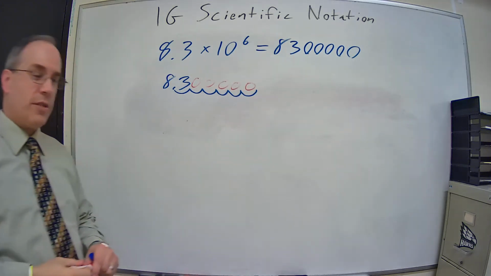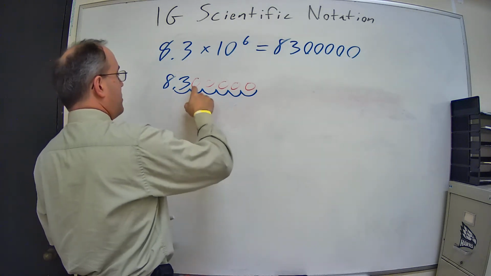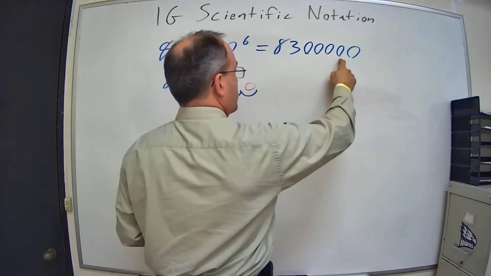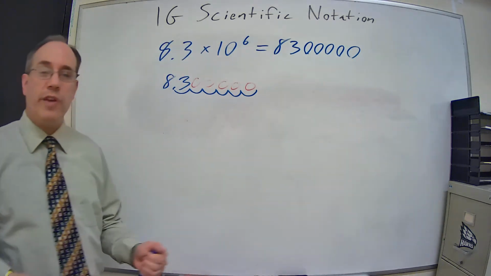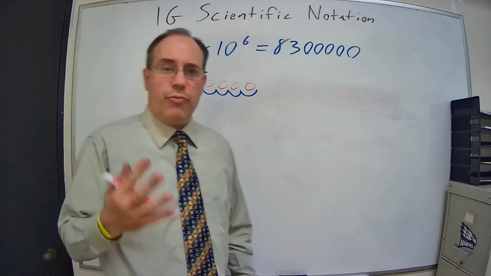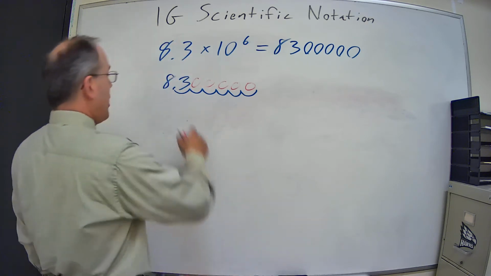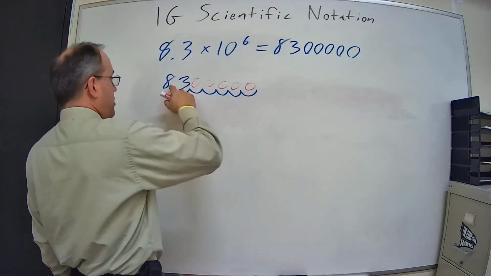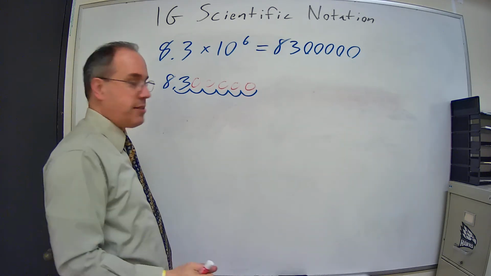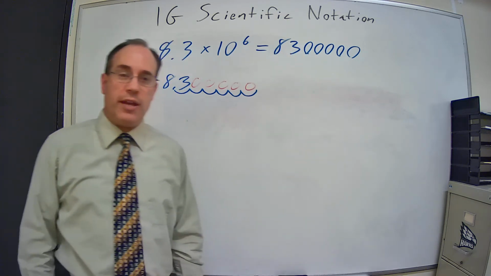Right, fill some zeros in there. And now we can see that we have 8,300,000. So we're just moving it over that many places. So when you're first getting used to writing numbers in standard form from scientific notation, by all means, just bounce that decimal point over as necessary and fill in with zeros and then write out the final answer.